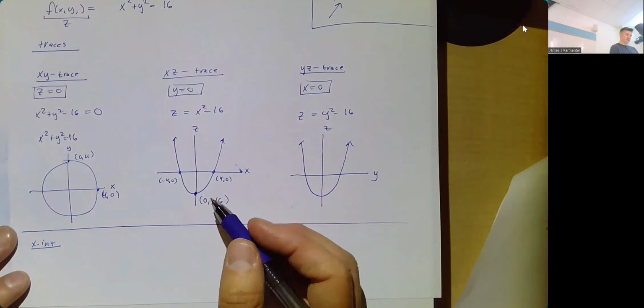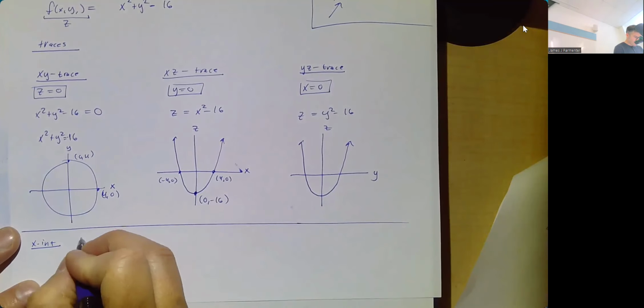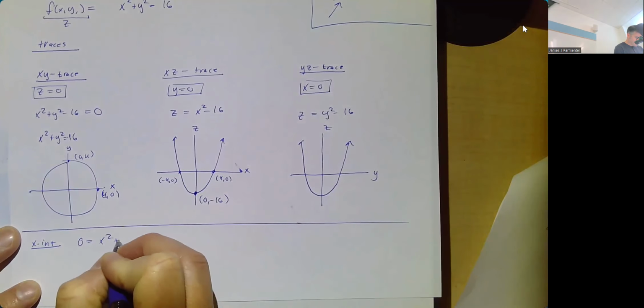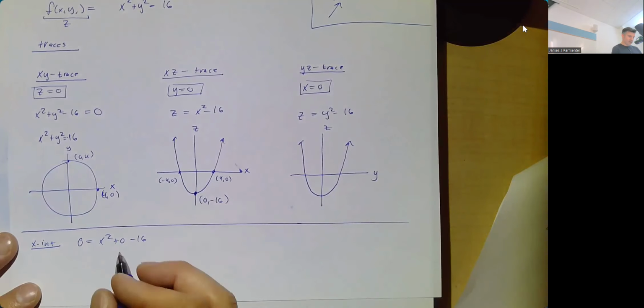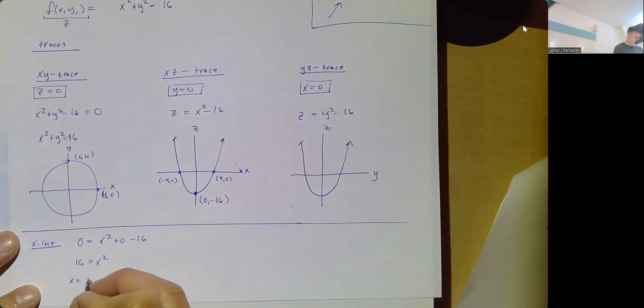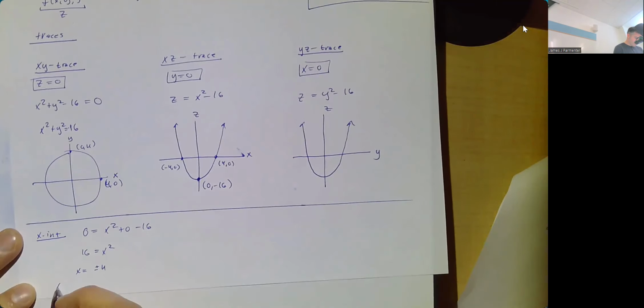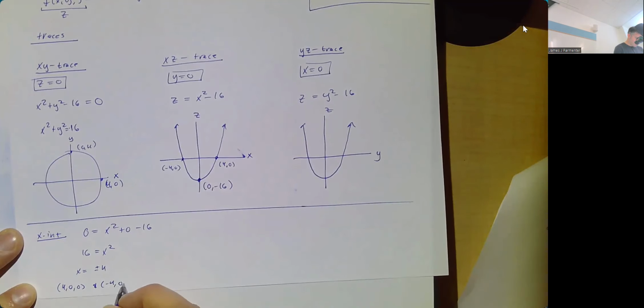So to find the x-intercept, is that right, James? Yeah, that's totally right. You're going to set z equal to 0 and y equal to 0 and solve for x. So if I have x squared equal to 16, I'm going to get x equal to plus or minus 4. So my x-intercepts are (4, 0, 0) and (negative 4, 0, 0).